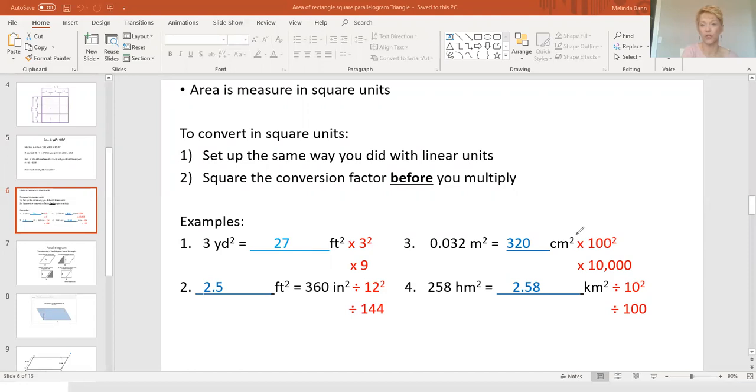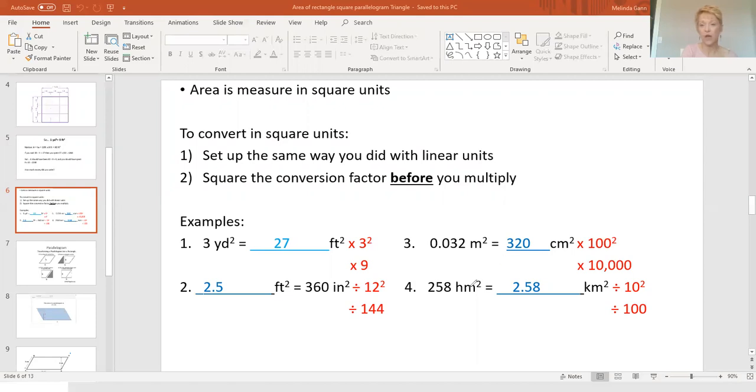Big to small, you multiply. How many centimeters are in a meter? Remember, they're 2 steps apart, so that's 100. But if the centimeters are squared, the conversion factor is squared, and 100 times 100 is 10,000. So if you take 32 thousandths and multiply by 10,000, you get 320.